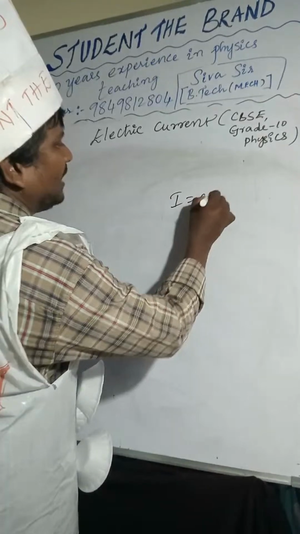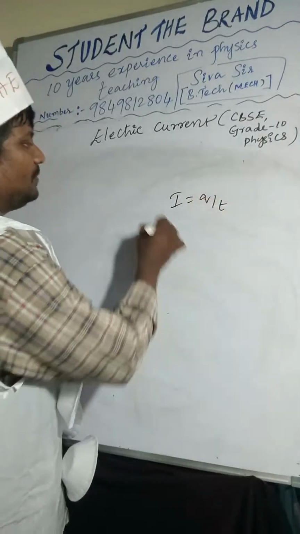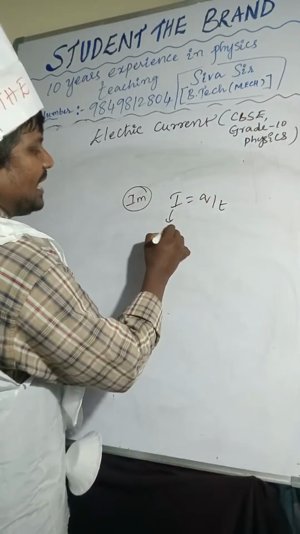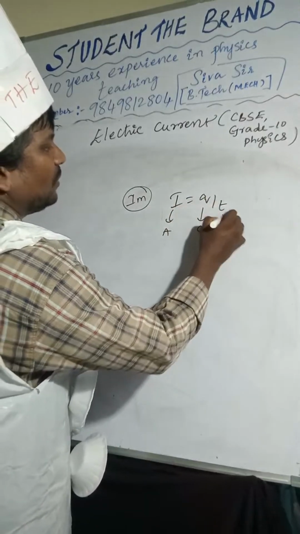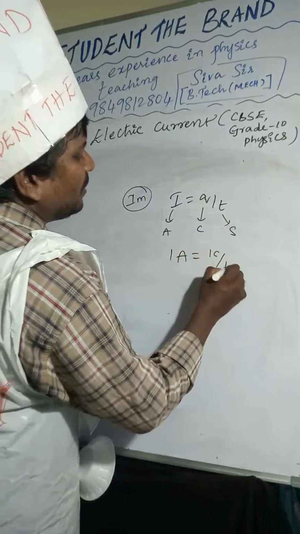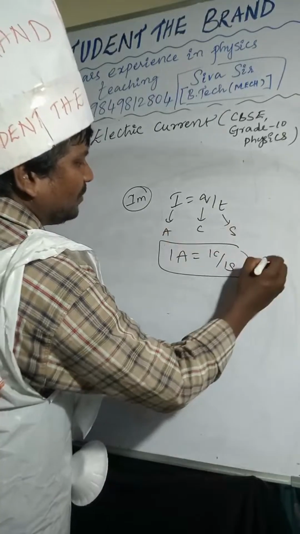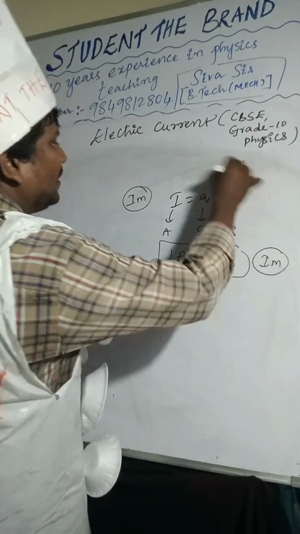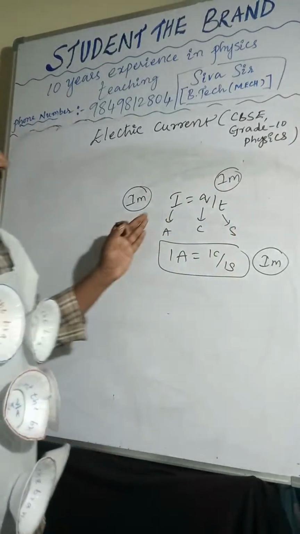Very, very important. I equals Q by T, the rate of flow of charge. One more question will come. The SI unit of current is ampere, the SI unit of charge is coulomb, and the SI unit of time is second. 1 ampere equals 1 coulomb per 1 second. Very, very important. Current is nothing but I equals Q by T.